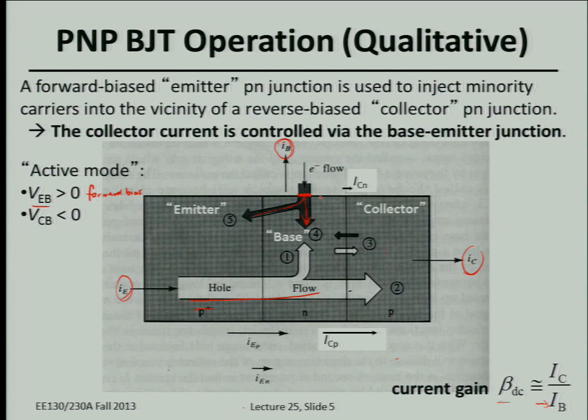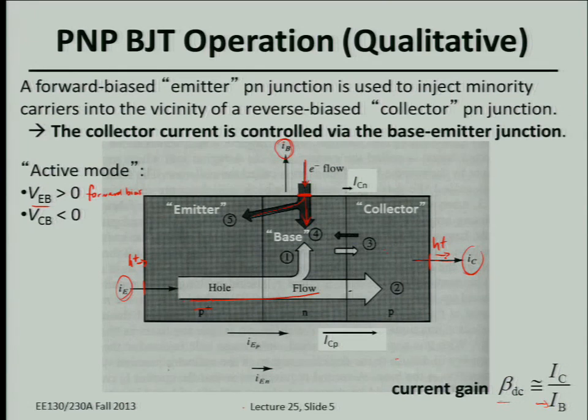Some of the holes are supplied by the emitter contact. Holes flow in here, electrons flow into the n-type region, and majority carriers only flow into and out of a metal contact. So you have holes flowing out of the collector. Some of the holes that are supplied to the emitter are lost due to recombination. The rest go into the collector and constitute collector current.